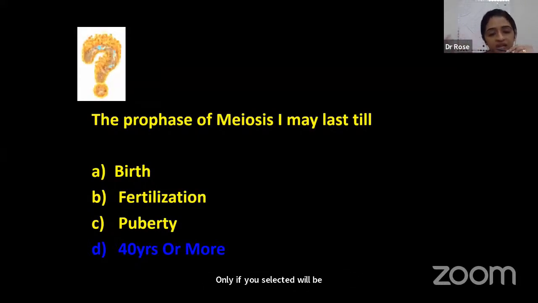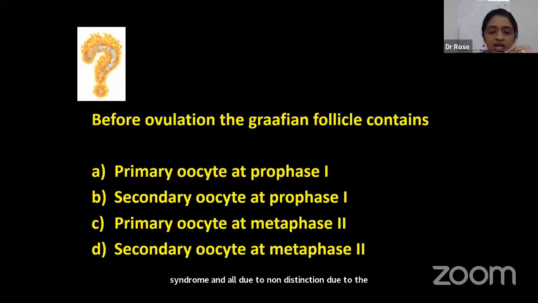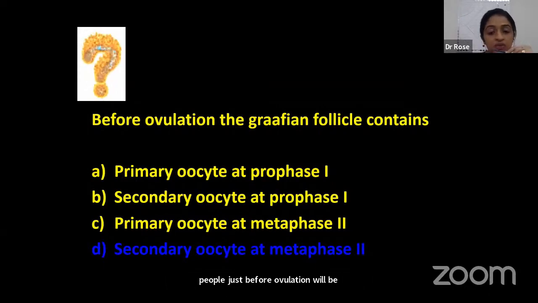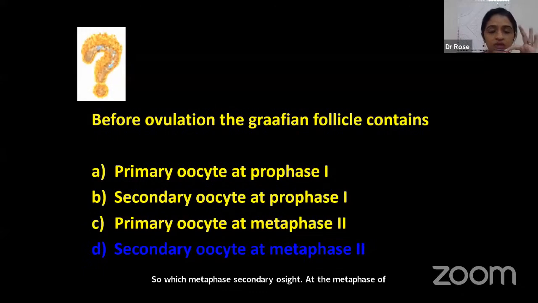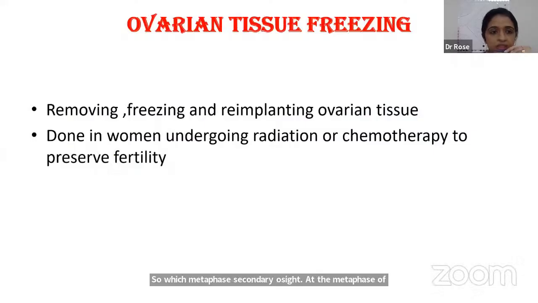So some of the oocytes may last till the lady attains menopause. So that is the reason why it is mentioned as 40 years or more. And that is the reason why we get Down syndrome and so on, due to non-disjunction, due to the aging of the oocytes. Before ovulation, the Graafian follicle contains. So Graafian follicle just before ovulation will be arrested at the metaphase. So which metaphase? Secondary oocyte at the metaphase of the second meiotic division. These 2 points are to be noted, they are asked every time.